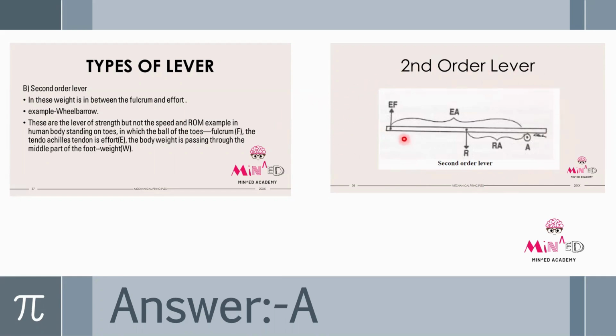As you can see in the figure, in second order lever, this is the fulcrum, okay? This is the effort and resistance. So resistance or weight is in between effort and fulcrum. So when you mark a distance from effort to fulcrum, it will be known as effort arm. And when you mark a distance from the resistance or weight to fulcrum, it will be called resistance arm or weight arm. Okay, since here effort arm is greater than the weight arm, it will always have a mechanical advantage of greater than 1.